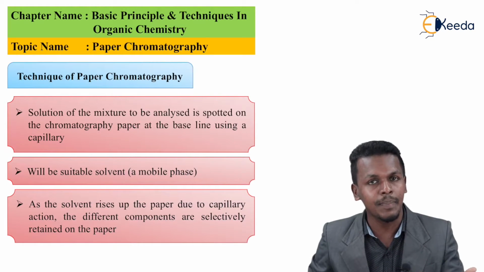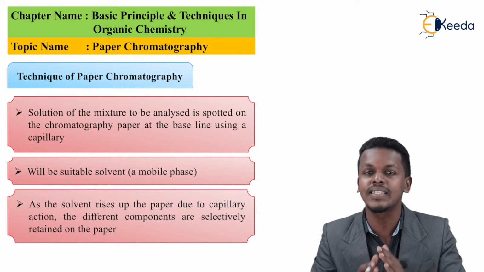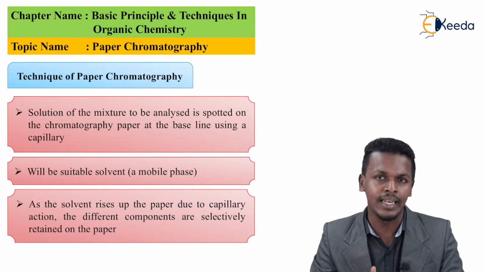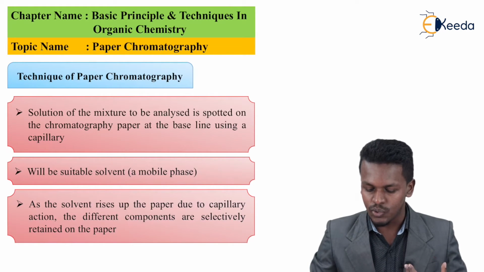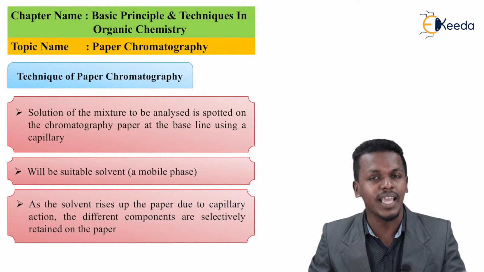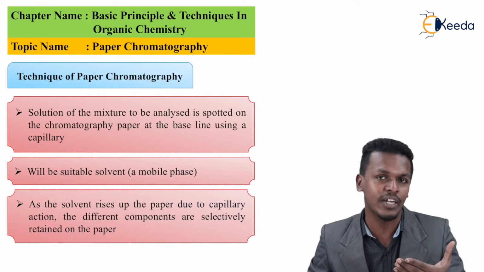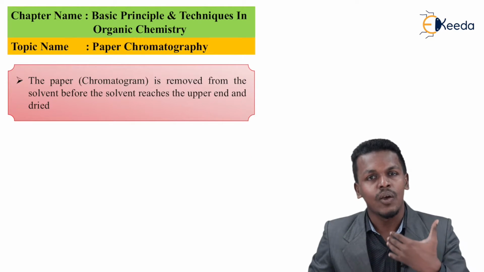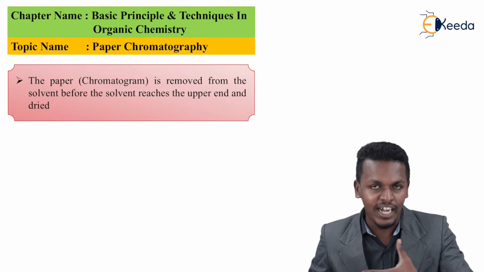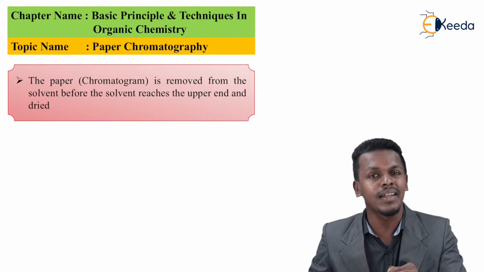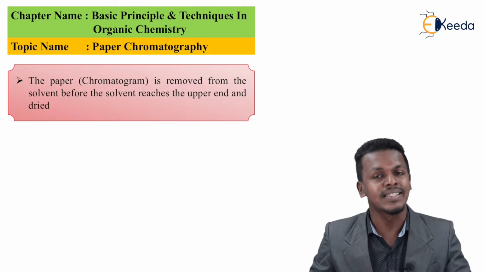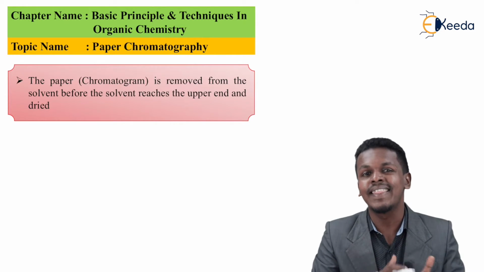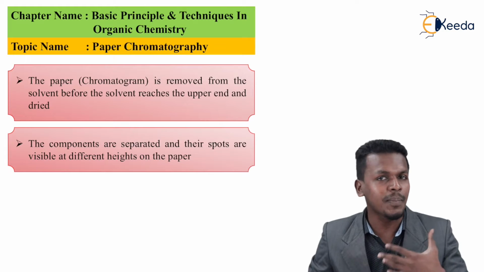That is how we could find that two or more than two components can be easily separated and made visible in paper chromatography. As the solvent rises up due to capillary action, we could find different spots that can be observed on the paper. Once the solvent has been absorbed in the paper, the paper is removed and dried. Since the solvent is a volatile component, it will dry very easily, and in that case we could find the components have been separated out.